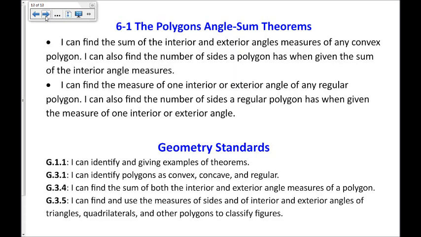And that wraps up this video about polygons and some angle sum theorems both inside and outside of polygons. We talked about some important formulas. Make sure you have those 4 formulas down in your notes.